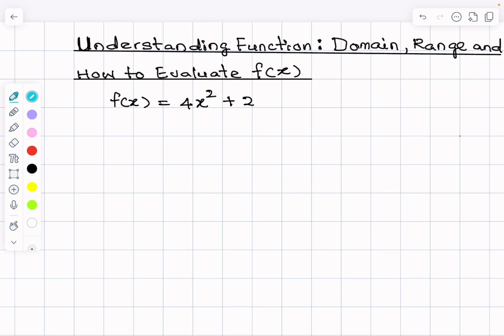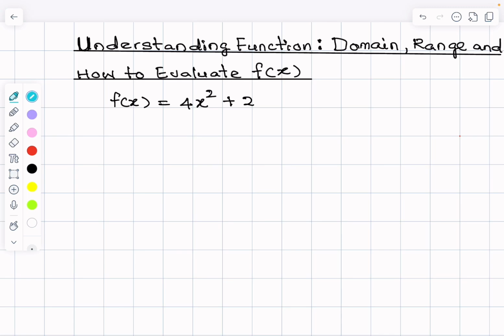So let's go to the question. The question is f of x equals 4x squared plus 2. Actually, the first step is understanding the function. So let's first understand what this function means. We are given f of x equals 4x squared plus 2.